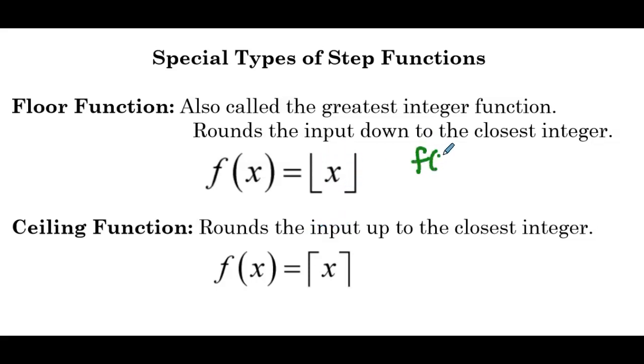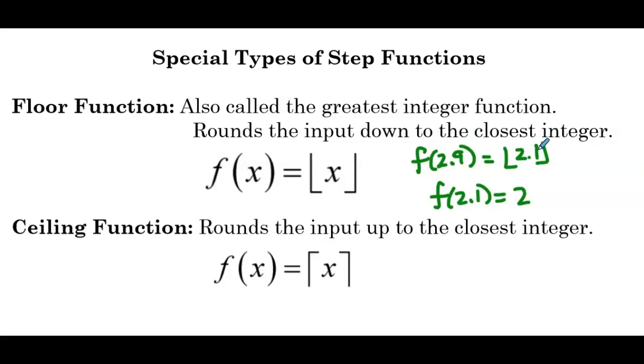So let's write that, f of 2.1. Okay, so think of the integer right before 2.1. That's going to be 2. f of 2.1 equals 2. So this is also called the round down function. Even if this was 2.9, right?